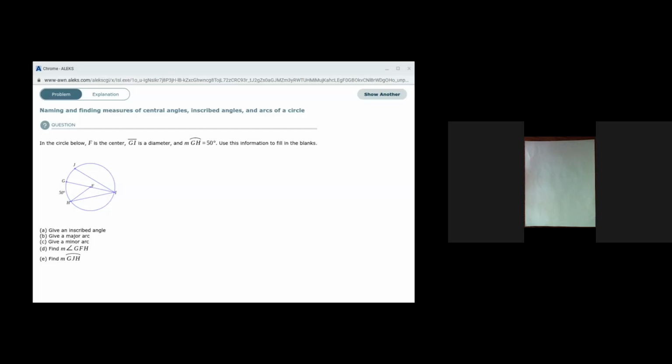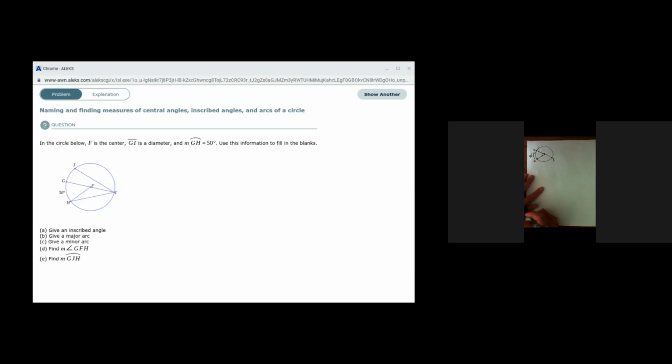Well, it says, in the circle below, F is the center. Cool. It says GI is the diameter, so that looks like GI is the diameter. And then it says the measure of arc GH is 50 degrees. So that H is right here. It says this right here is 50 degrees. And then we're going to use information to fill out some stuff below.